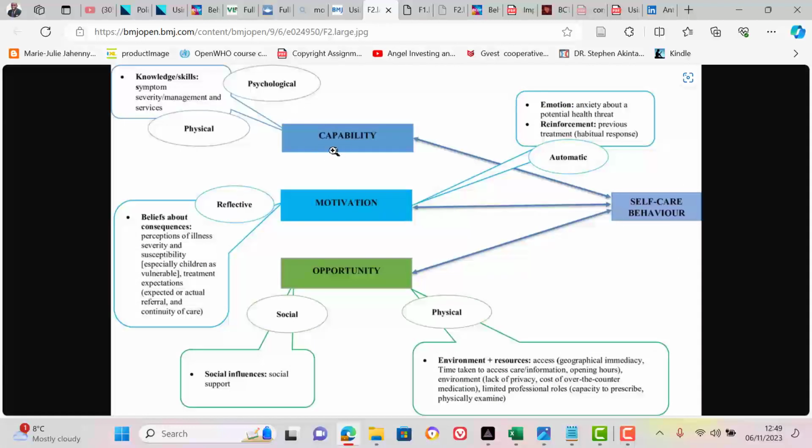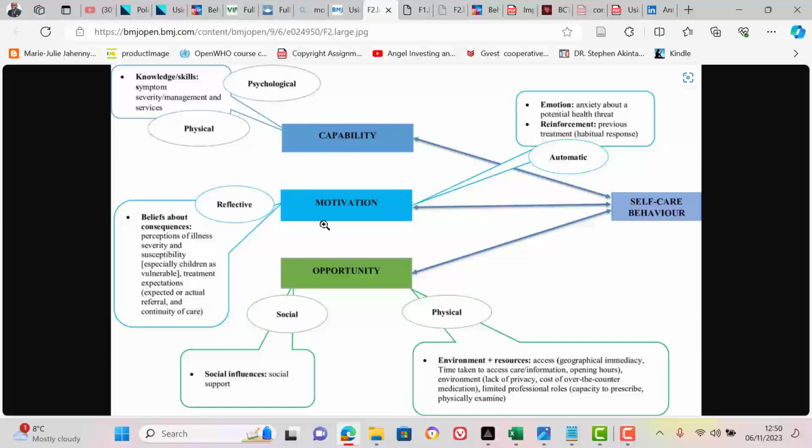So capabilities under the TDF framework are things that you can influence to improve one's capability. So we have either increasing the knowledge or the skills of the person, the knowledge or skills to manage a symptom or to deliver a service. So when you increase knowledge and skills, automatically you are improving the capabilities of the person. That's the knowledge and skills part of the TDF framework. Knowledge and skills also cut across both physical and psychological capabilities.